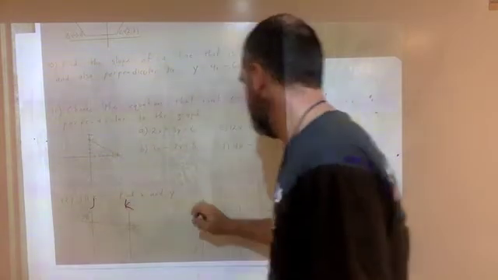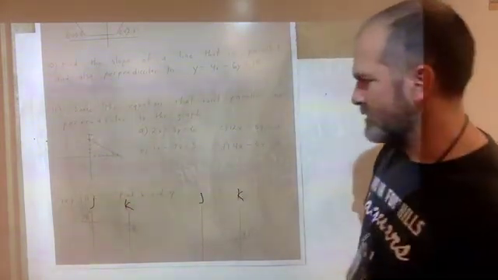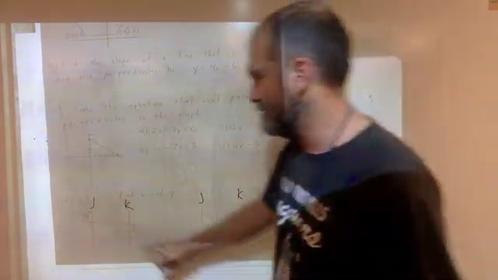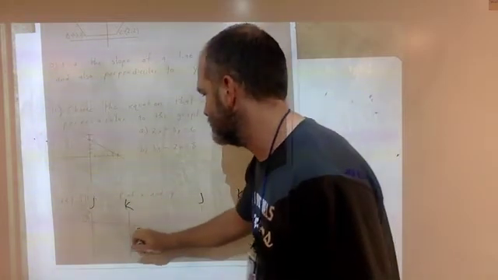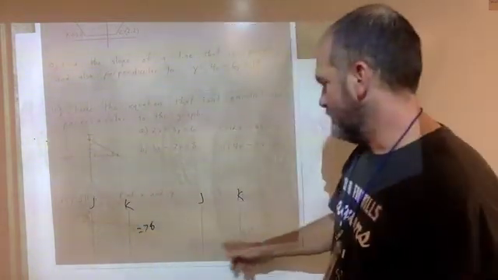J and K are parallel, which I did not label J and K, but they're the lines that look parallel. This one and this one, this one and this one. So since they're parallel, alternate exterior angles are equal. So 78 was equal to x, and 82 was equal to y.